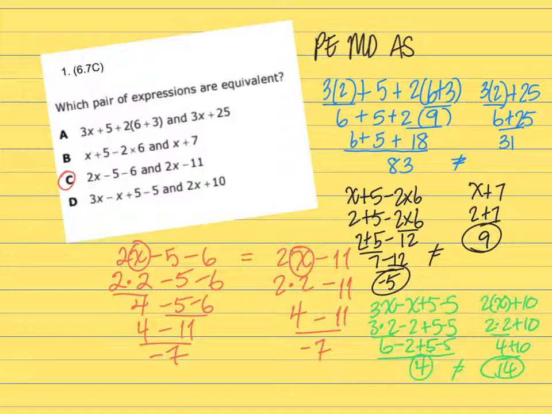Okay, welcome back. I hope that you were able to solve or evaluate each of the expressions. As you can see, A turns out to be 83 on the one side and 31 on the other, so those are not equivalent. B was negative 5 and 9, and D was 4, and the other side was 14.